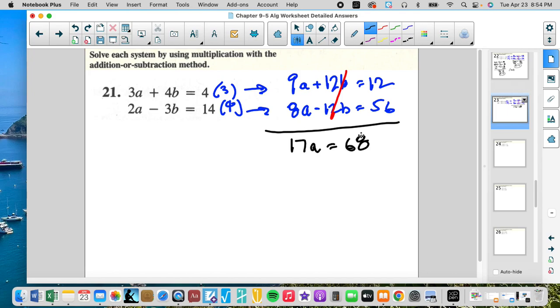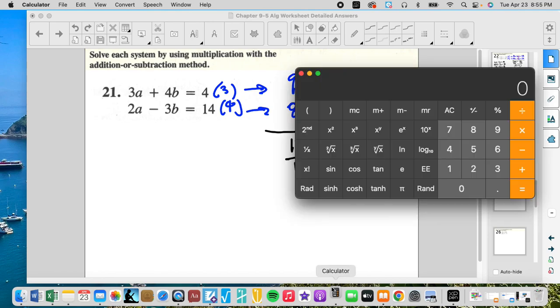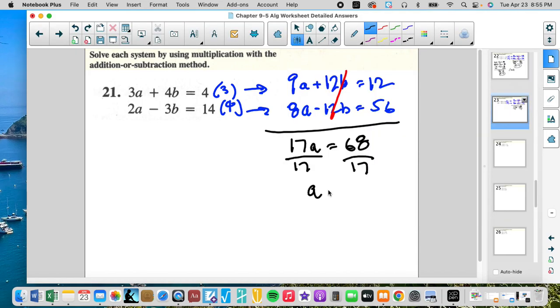68. I think I made a mistake. 16. That's good. 8 minus 12. That's positive. That's 68. Divide by 17. I don't think, does 68 go? 68 divided by 17. Oh, 4. Sorry. A equals 4. I'm sure you were screaming.